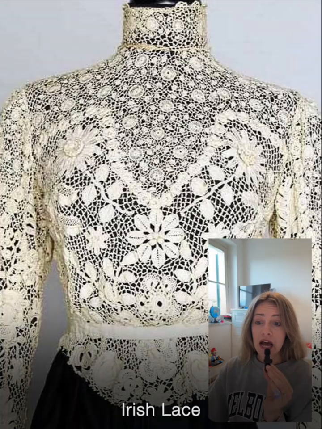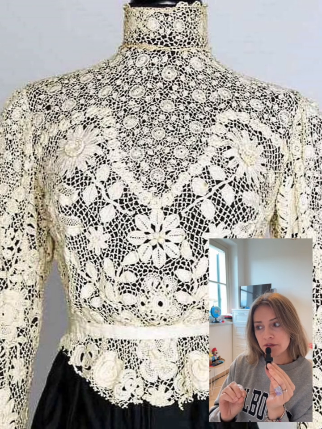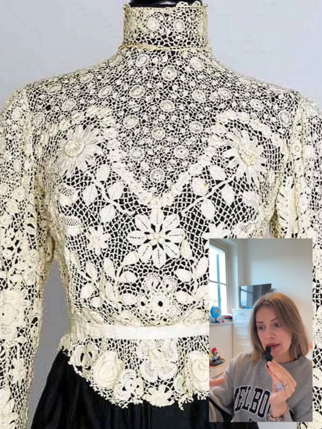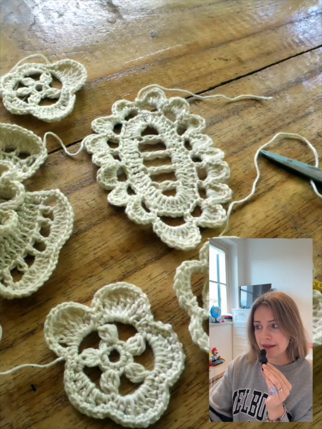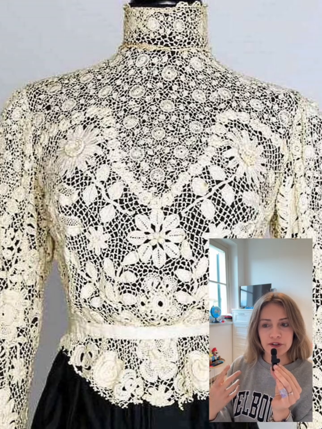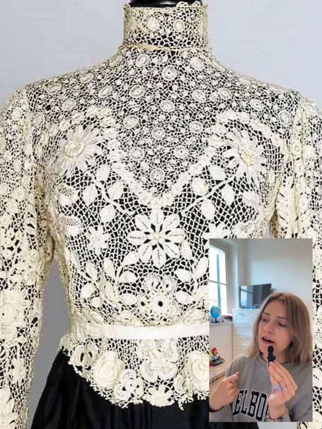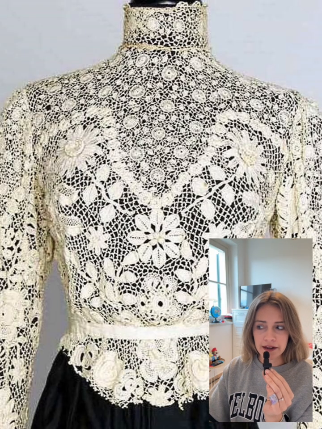Irish lace is basically where people would crochet small little tiny motifs, and they would attach them to mesh to make it look like lace. So that's how they made lace. And this is how they would make wedding dresses, and why wedding dresses were so expensive. Absolutely tedious but very gratifying.